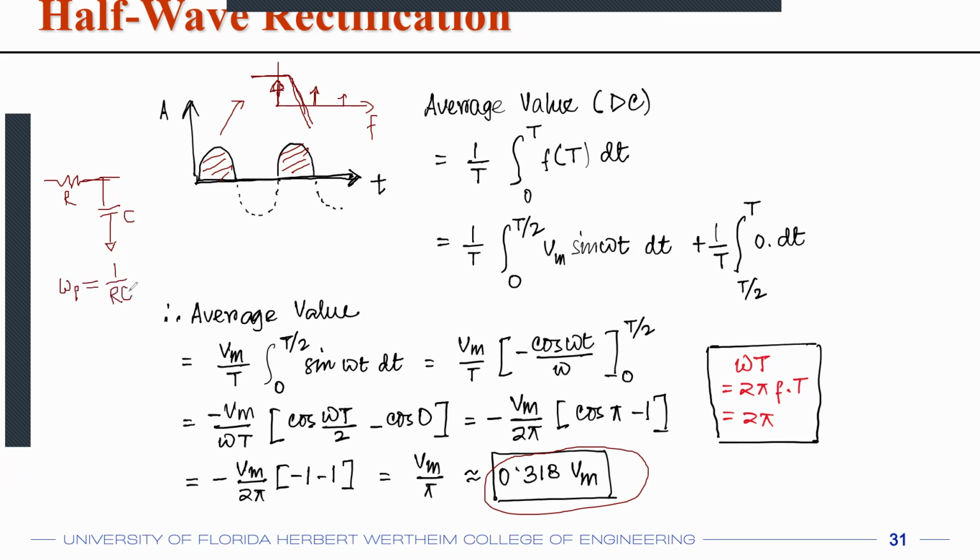And you need to make sure that omega p, this pole frequency, has to be much lower than the fundamental frequency of the sine wave. And that is the easiest way that you can average the half sine wave. And in that case, you'll get a non-zero value, which is this 0.318 times Vm, which is already present as your DC component.